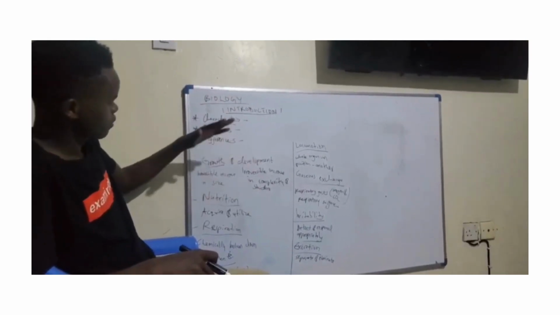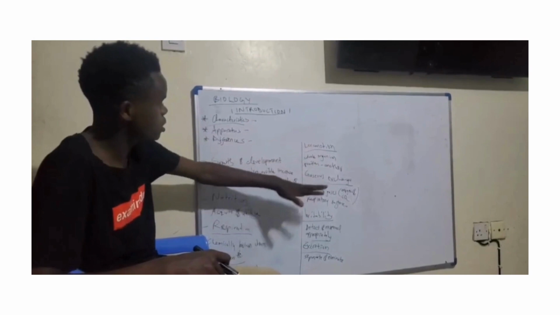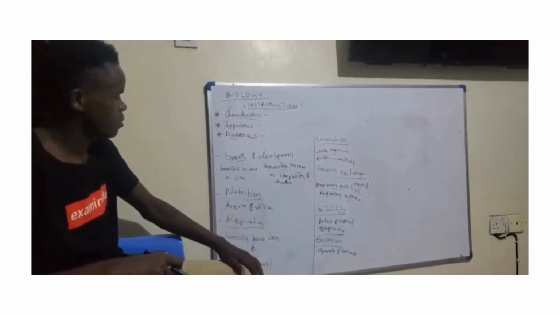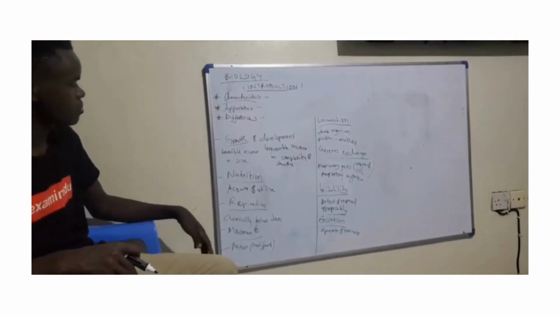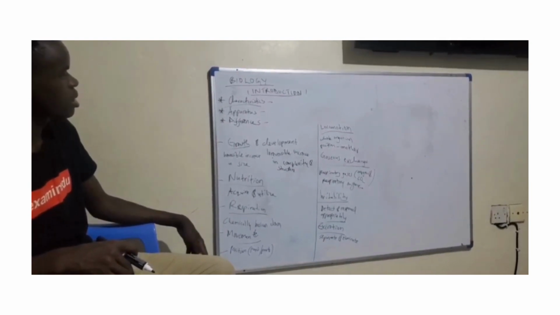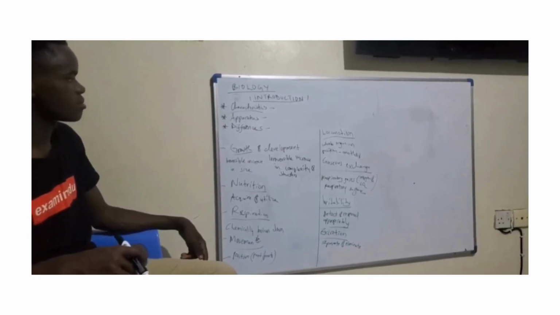Just a summary: growth and development, nutrition, respiration, movement, locomotion, gaseous exchange, irritability, excretion. I'm gonna step aside, maybe you can take a screenshot of the characteristics before we move on to the apparatus used in collecting specimen.